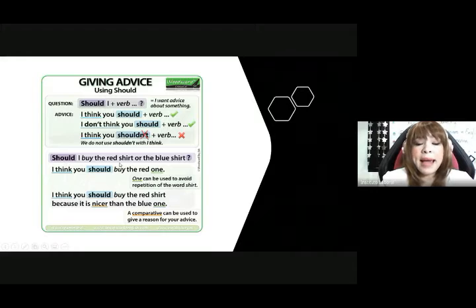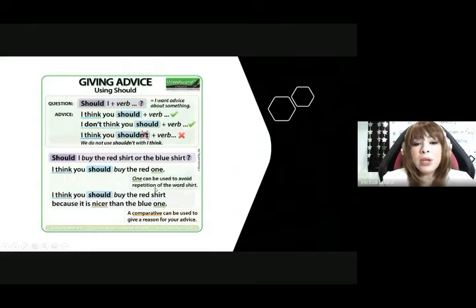Should I buy the red shirt or the blue shirt? This is one example of a question using should. So you are asking for advice and asking someone to help you decide which shirt you want, the red or the blue. "I think," so I'm giving you my advice: I think you should buy the red one.